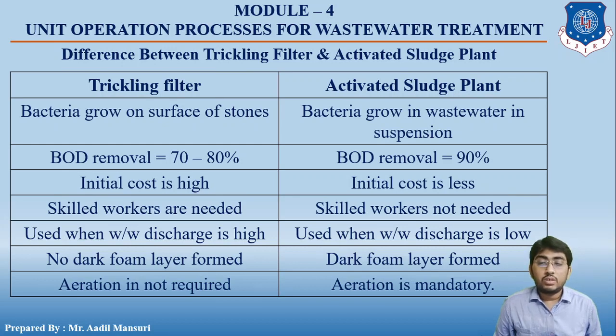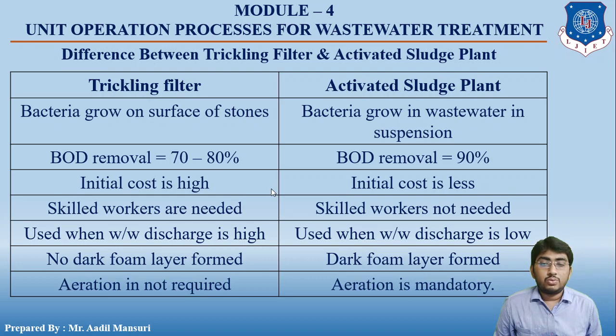Skilled workers are needed in case of trickling filter, whereas skilled workers are not needed in case of activated sludge plant. Trickling filter is used when wastewater discharge is high, and activated sludge plant is used when wastewater discharge is less. No dark foam layer is formed on trickling filter, whereas a dark foam layer is formed in case of activated sludge plant. Aeration is not required in case of trickling filter, whereas for activated sludge plant it is mandatory.